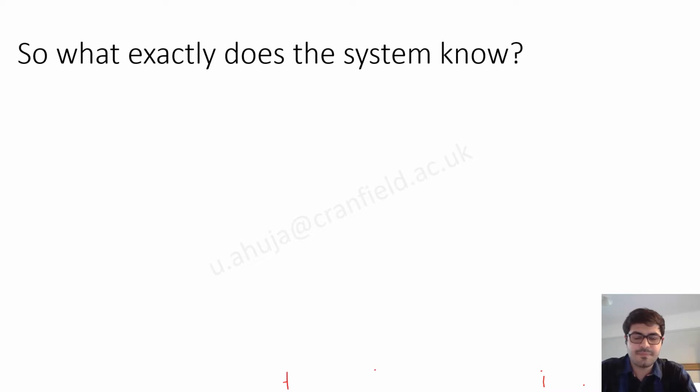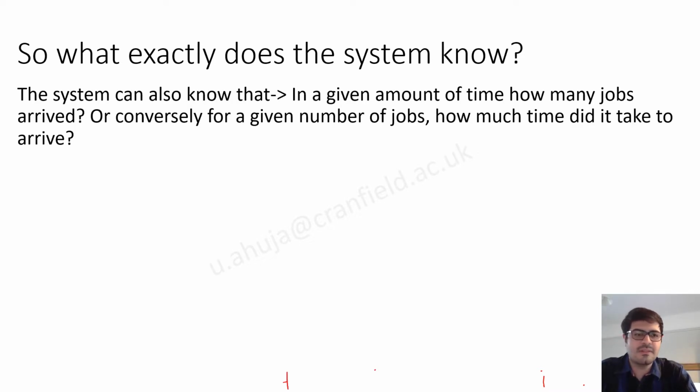So we want to answer some of the other questions. The system can also know, in a given amount of time, how many jobs arrived, or conversely, for a given number of jobs, how much time it took to arrive. Basically, we are trying to see how much time it takes for one task given to every other node: how much time does it take the node to receive it, implement it, and then send that data back to the ground station. So that whole system is what we want to know about.